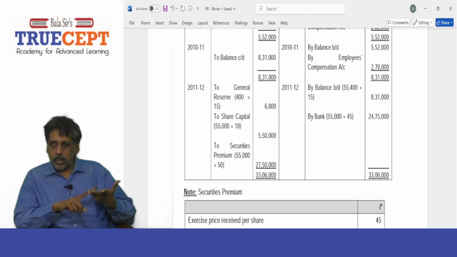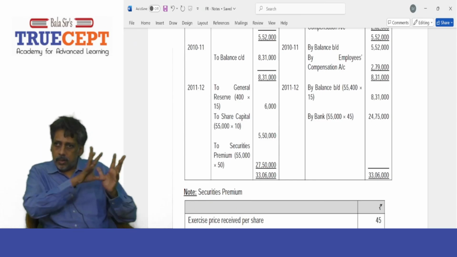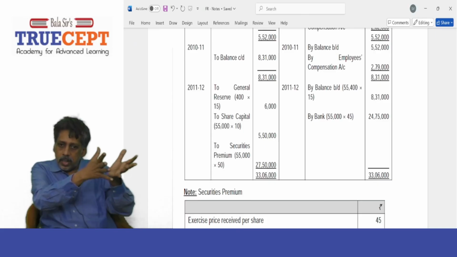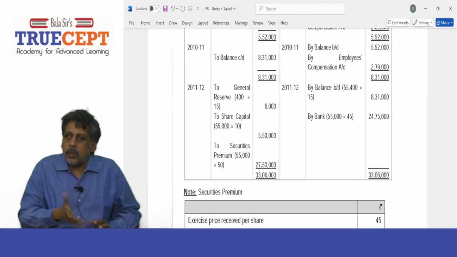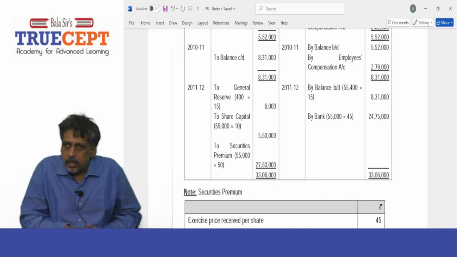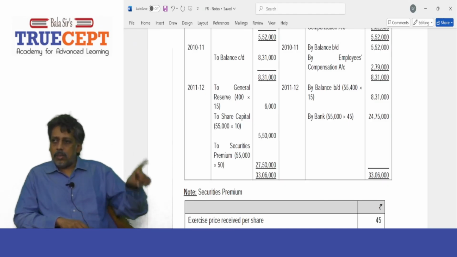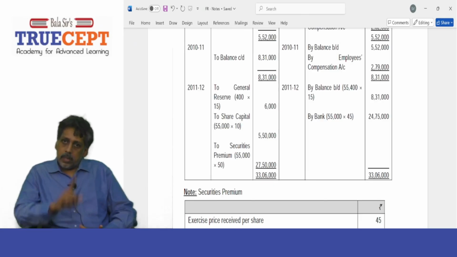In all, 55,400 options vested into 15 rupees will be equal to 8,31,000, nothing but the amount that has been collected as consideration for the options granted through their service. They're getting money, right? I have that in mind, 8,31,000. Just see the debit side. Sir, what is the amount to be transferred to general reserve? In fact, that is what the standard says.